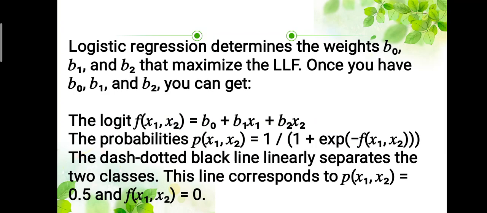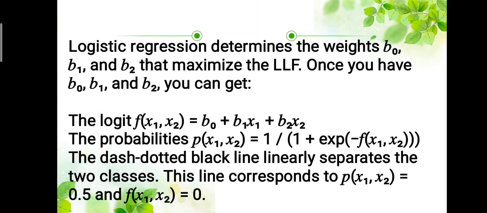Next. Logistic regression determines the weights B0, B1, and B2 that maximize the LLF. Once you have B0, B1, and B2, you can get the logit f(x1, x2) = B0 + B1x1 + B2x2. And the next one is the probability: p(x1, x2) = 1 / (1 + exp(-f(x1, x2))).